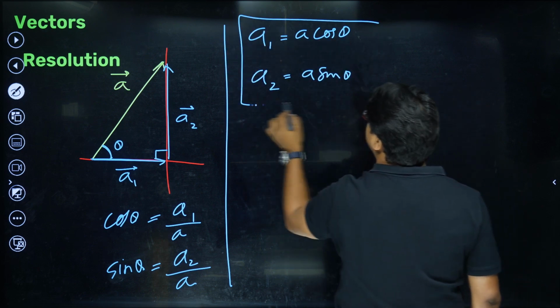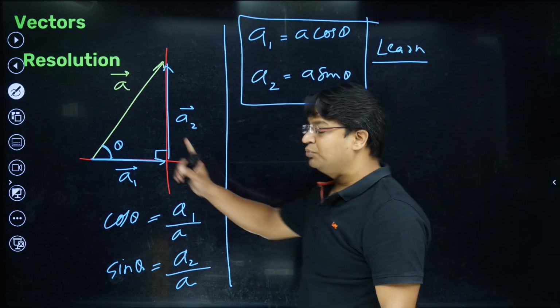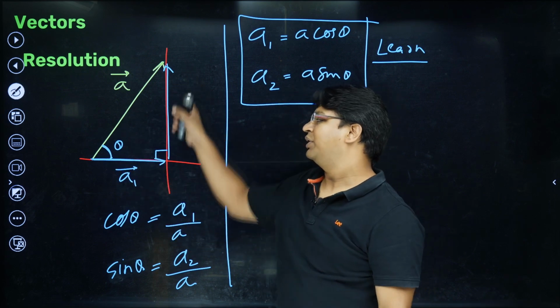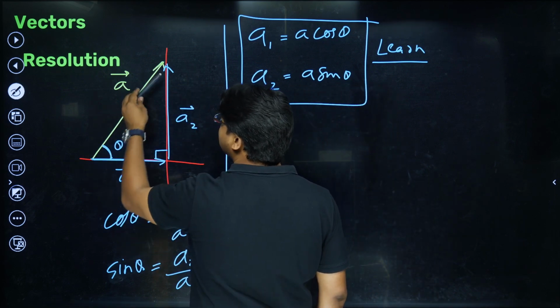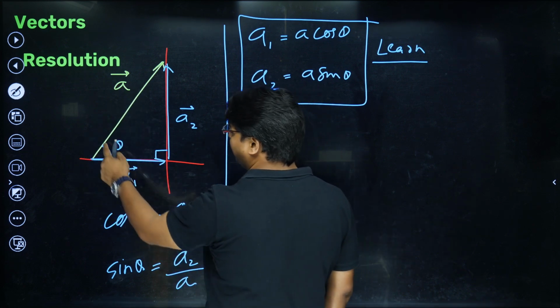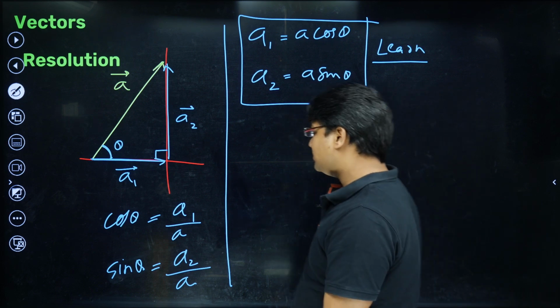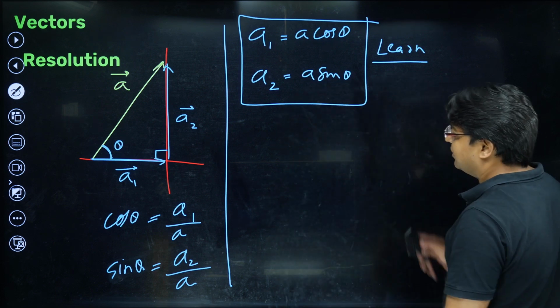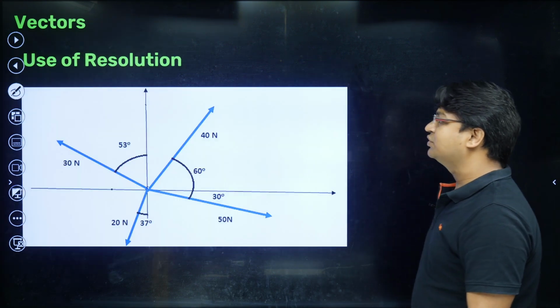This is the most important thing for you to learn. If we are trying to break a vector into two components, and we know the angle this vector makes with one component is theta, then this particular component will be given by a cos theta and the other will be given by a sin theta. So a cos theta, a sin theta. Please learn this, I'll show you how to use this.